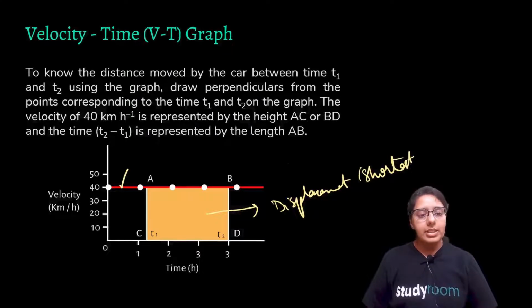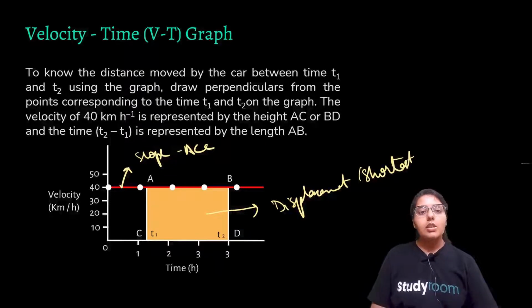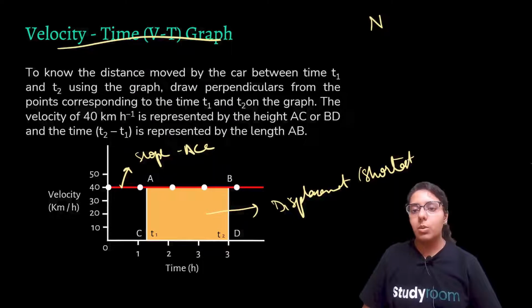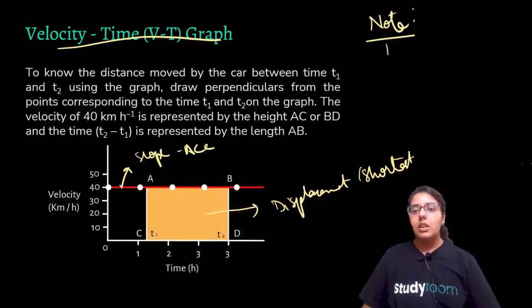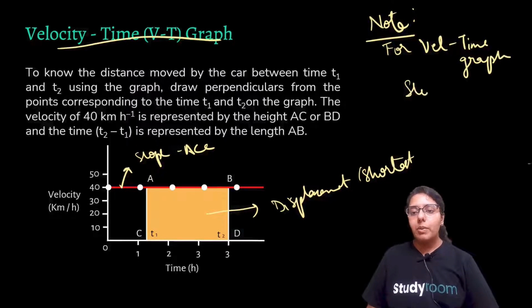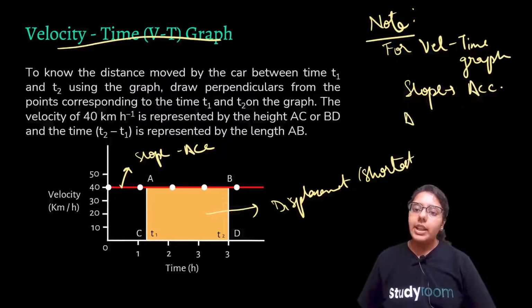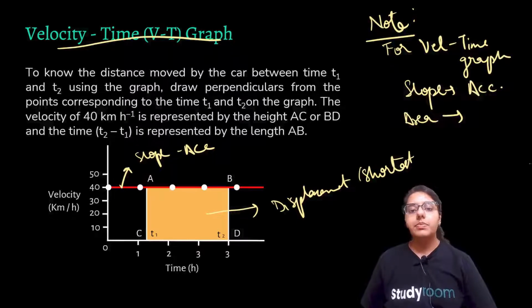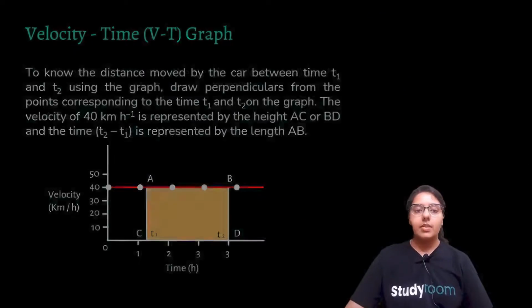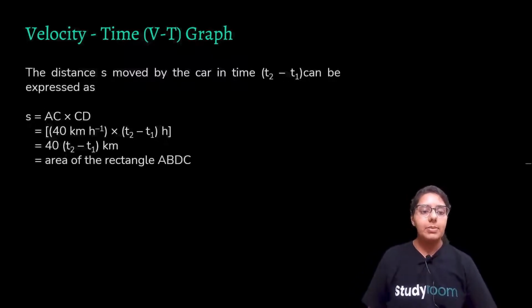And what does this give us? Slope. Slope gives us acceleration. So for velocity time graph, note, for velocity time graph, your slope gives you acceleration and your area under curve gives you displacement, okay? Next. So this is the same thing explained, okay?